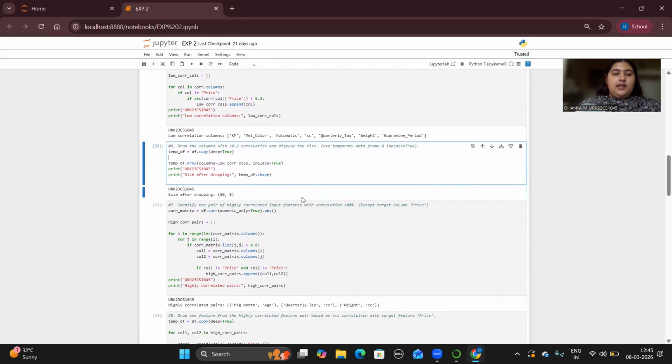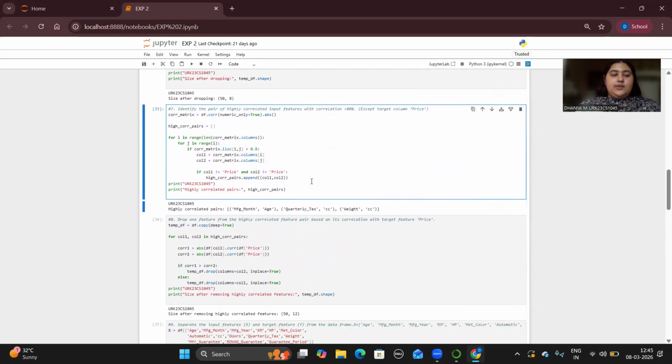And for the sixth question, I have dropped the columns with a correlation less than 0.2. After identifying the features with the weak correlation to the target variable, these columns are removed. Removing weakly correlated features helps to reduce dimensionality, improve prediction accuracy, and simplify the dataset. This process is a part of feature selection.